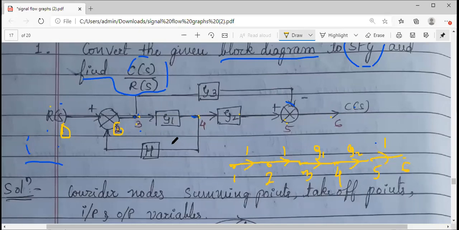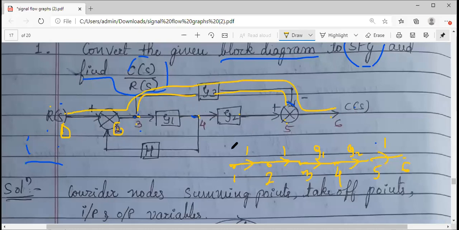There is one more forward path and one feedback loop. You can see from this line, this is your one more forward path. You can see how the forward path looks, starting from this, like this. This is one more forward path.